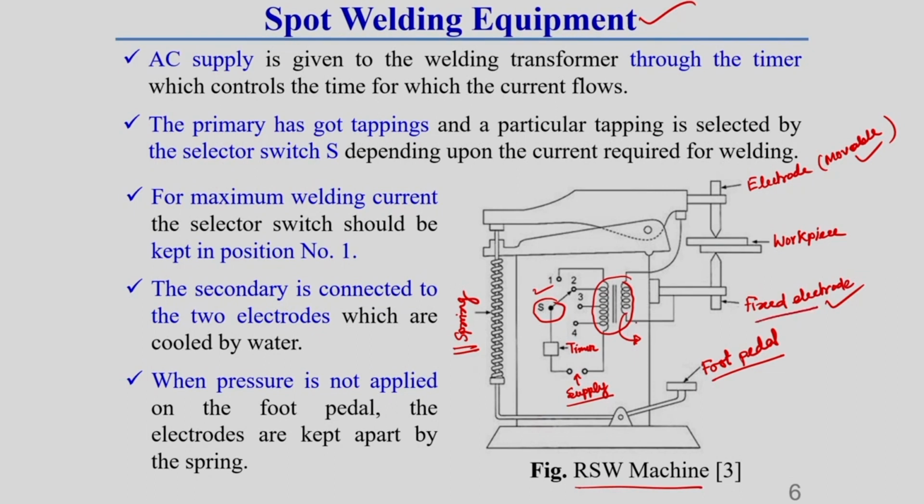Do you see? This second terminal of the secondary coil is connected to the movable electrode, and the other terminal is connected to the fixed electrode. Just keep this in mind. Once the pedal pressure is not applied, the two electrodes are not applying any pressure to the workpiece, so they are generally in a loose condition. Once we apply the pressure, close contact generally takes place. Keep these things in mind. That means when pressure is not applied on the foot pedal, the electrodes are kept apart by a spring.